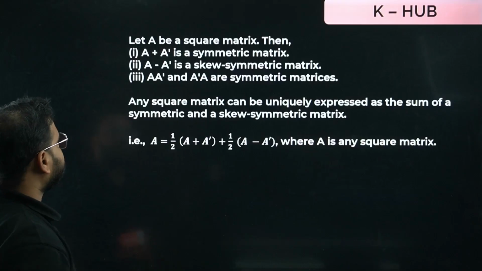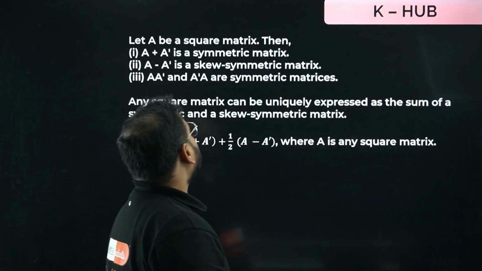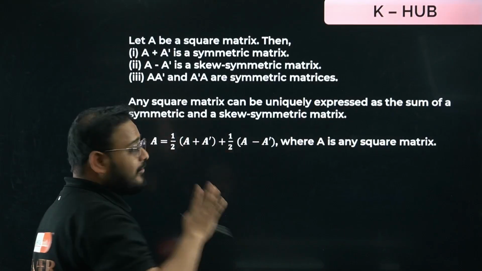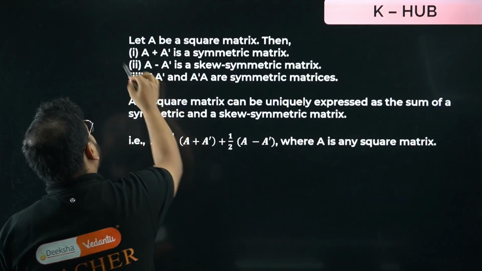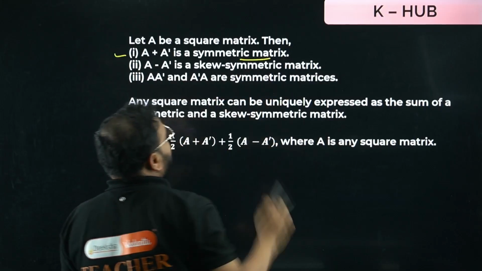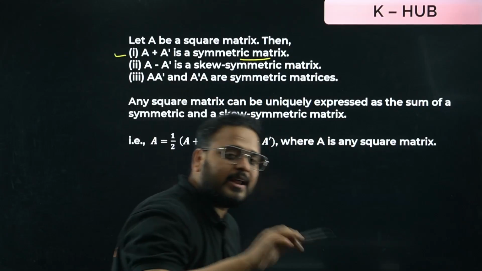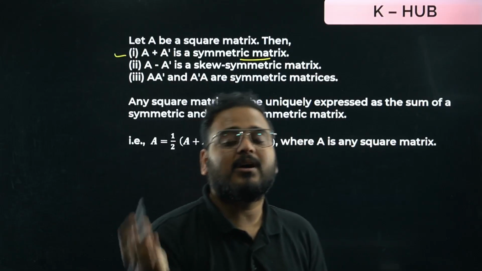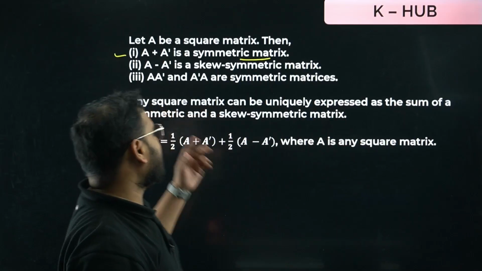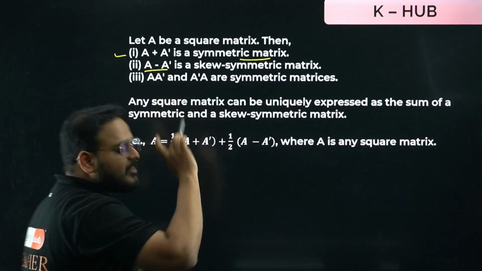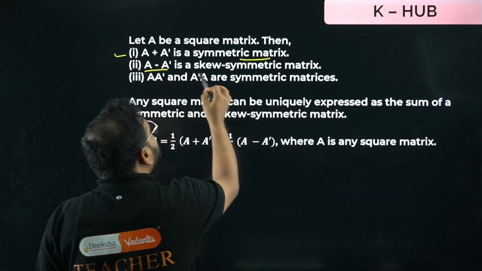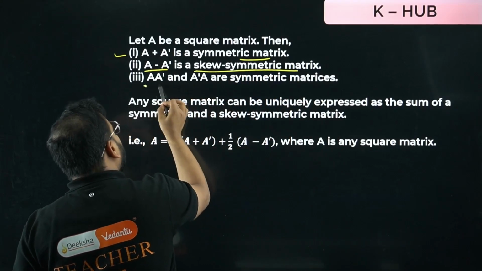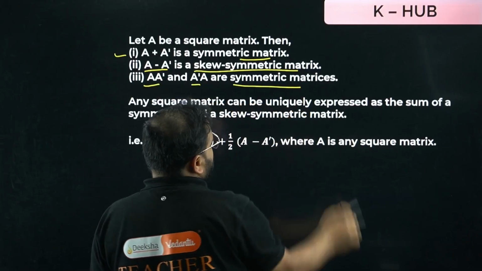Okay, now some knowledge hub. What is there in the knowledge hub today? Let A be a square matrix. Then A plus A dash is a symmetric matrix. For any square matrix A, if you add A and its transpose, it will become a symmetric matrix. But if you take the difference of A and the transpose of A, you'll get a skew symmetric matrix. And A A dash and A dash A are symmetric matrices.